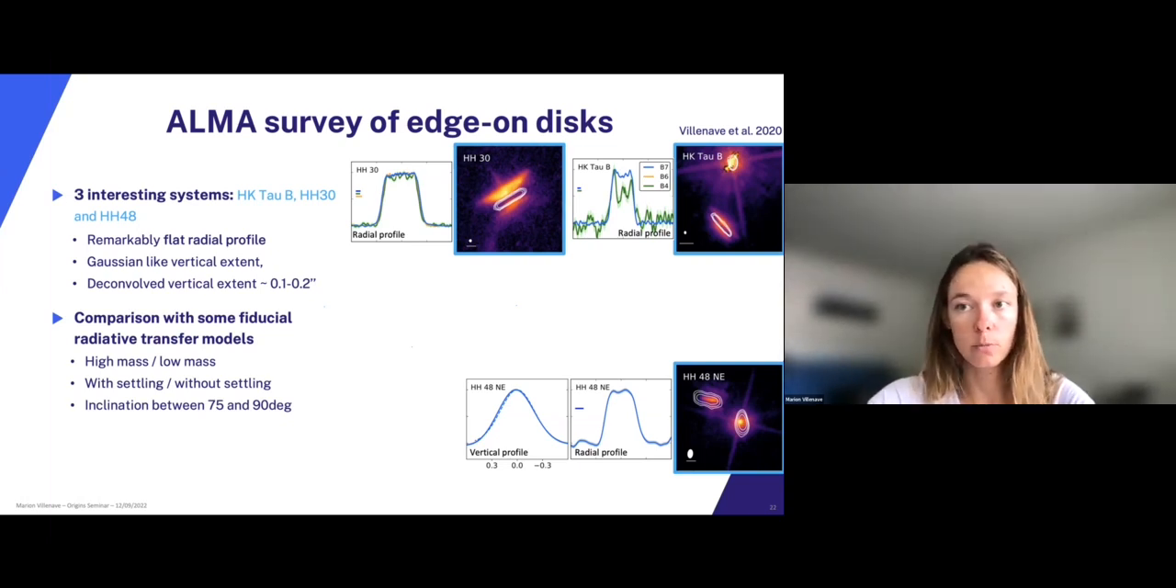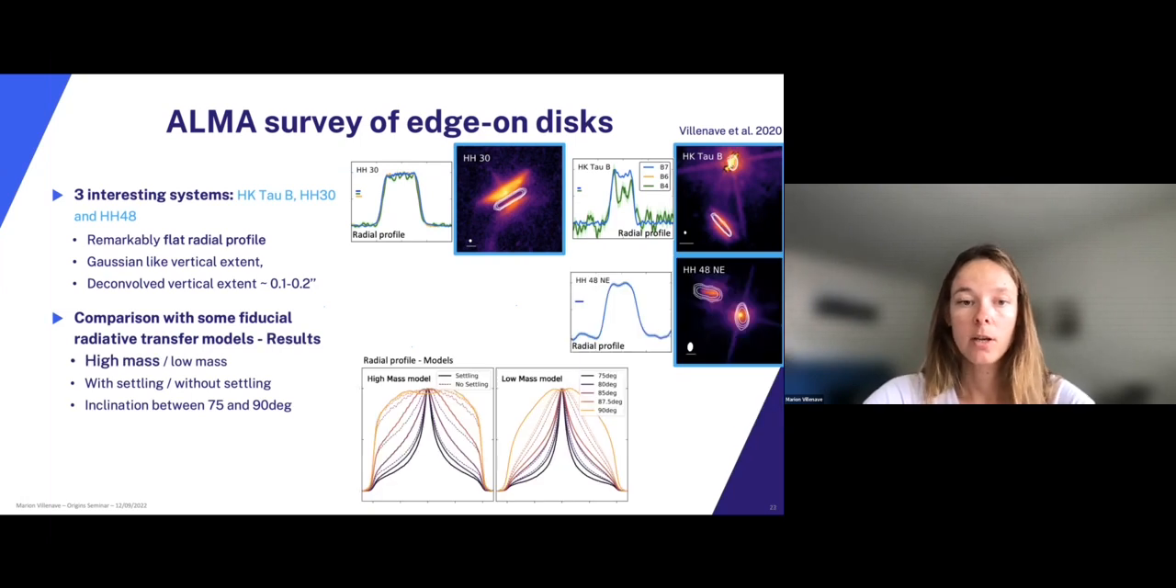So we performed 4 radiative transfer models, with a high mass and a low mass, and then with settling or without settling, for different inclinations. We wanted to see if we can disentangle between with settling and without settling in these systems. Now I'm going to show you the prediction of the radiative transfer model for the radial profile. On the left, you have the high mass model. On the right, you have the low mass model. The colors, going from darker to clearer, show increasing inclination.